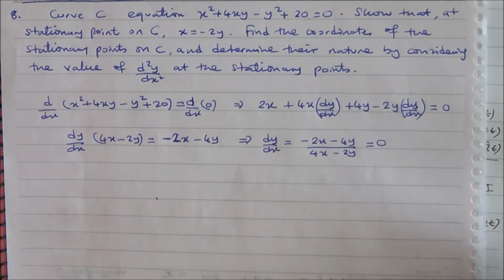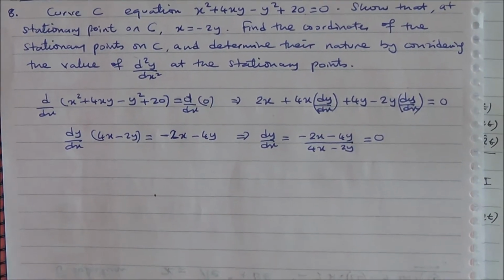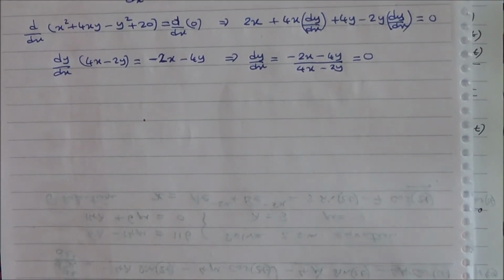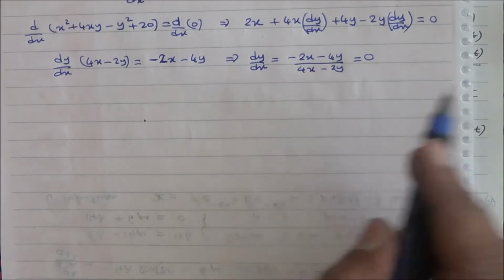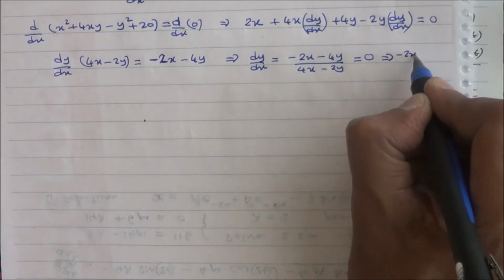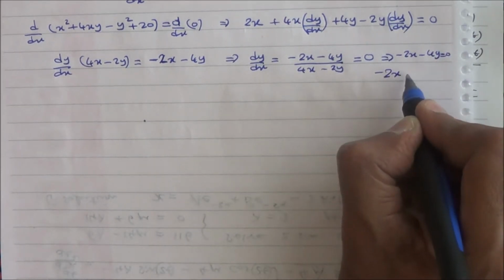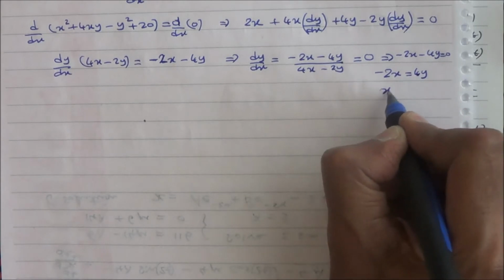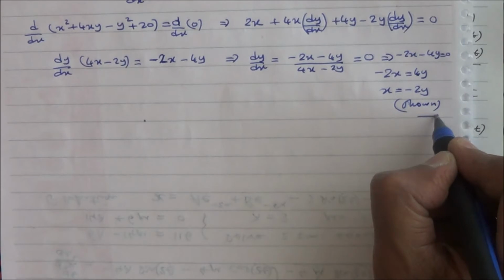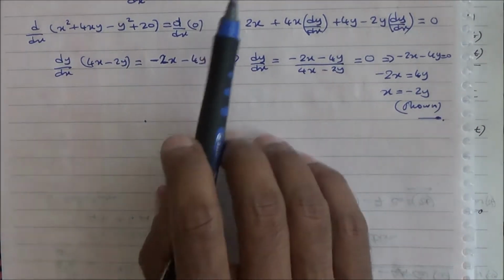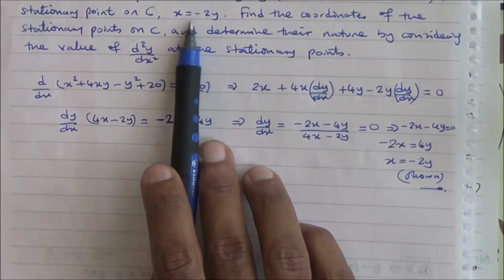We can equate that to 0 because at the stationary point dy by dx is equal to 0. So from here, we can eliminate the denominator and we have minus 2x minus 4y is equal to 0, which ends up as minus 2x is equal to 4y, and x is equal to minus 2y. So this has been shown, because we were told to show that x is equal to minus 2y.